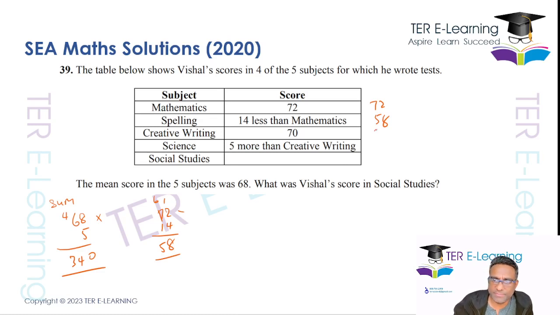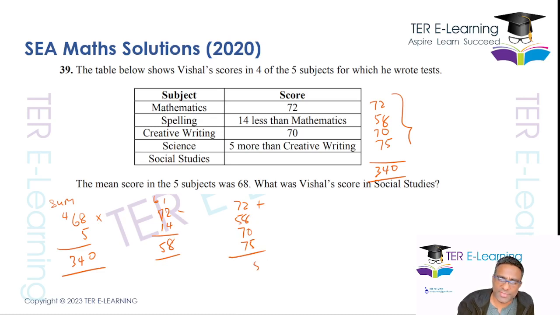Then, well, this is 70, right? And then science is 5 more than creative writing, so therefore this is going to be 75. So all we need to do, when we add up all of this, we're going to get 340, right? So therefore, let's add up these. So that's 72 plus 58 plus 70 plus 75. So that's 8 and 2, 10 and 5 is 15. That's 7 and 1 is 8. 8 and 2, 10 and 3 is 13. 13 plus 7 is 20. So this is 275, right? So that's the sum of math, spelling, creative writing, and science.